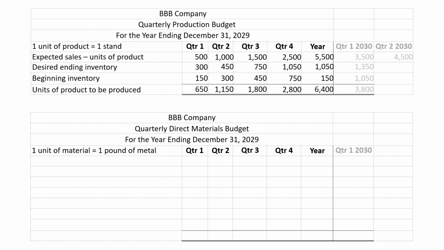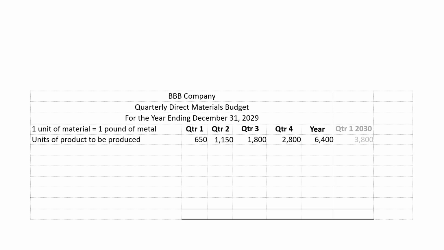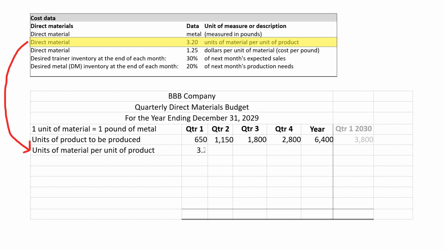Our direct materials budget starts with the number of units of product that we expect to produce in each quarter. So the first line comes from the production budget, units of product to be produced. Remember that this budget is about pounds of metal, so we use the next line to convert the stands, the units of product, into pounds of metal, or units of material. The line label is units of material per unit of product. How many pounds of metal does it take to make one stand? 3.2 pounds.